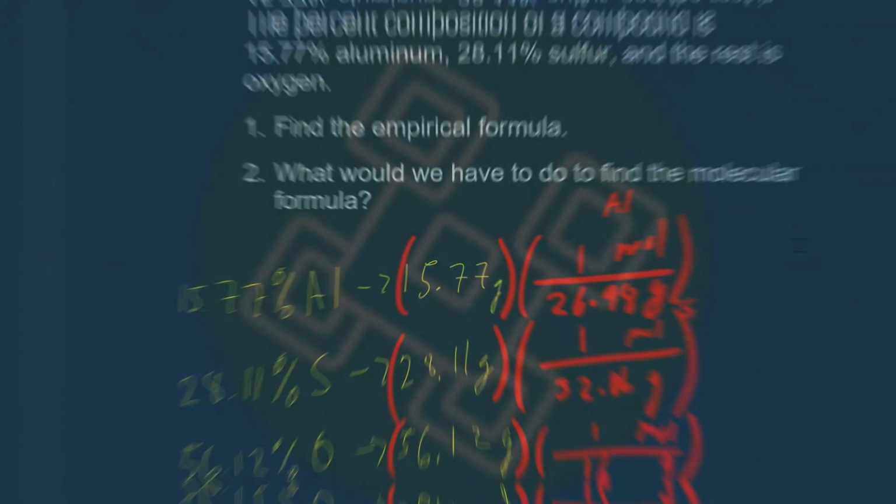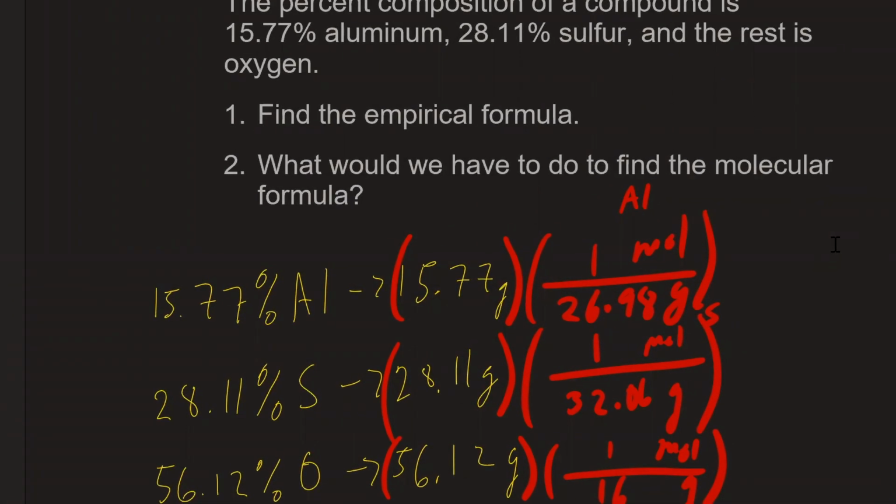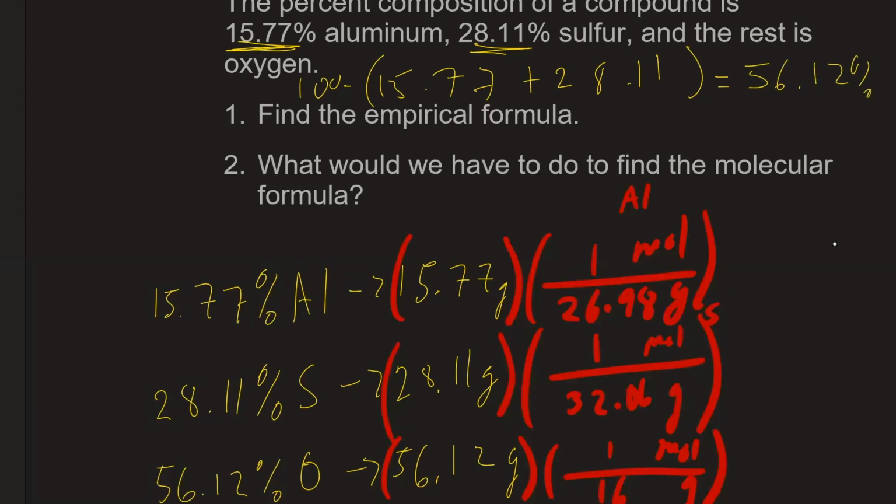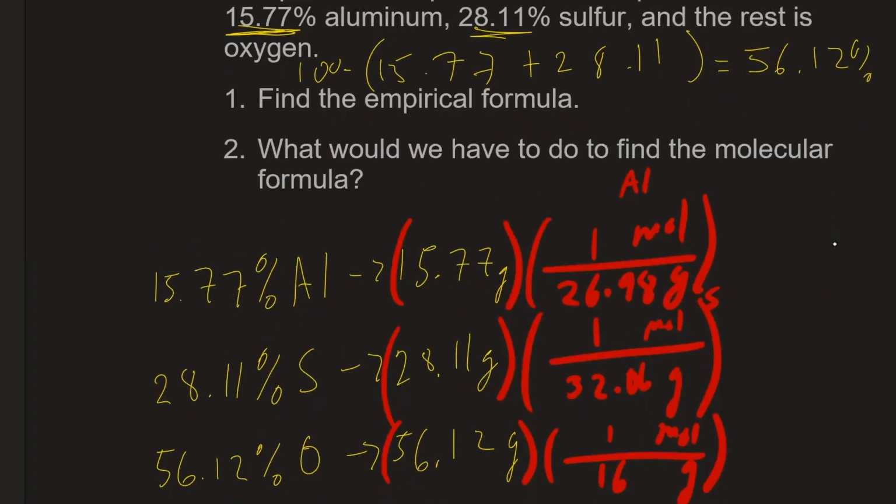So far we're given the percentage of aluminum and sulfur, and then we're told that the rest is oxygen. So we find the percentage of oxygen by taking the sum of aluminum and sulfur, 15.77 plus 28.11, and then we take 100 and subtract that, and we get about 56.12%. So that's what I got for my percentage of oxygen.